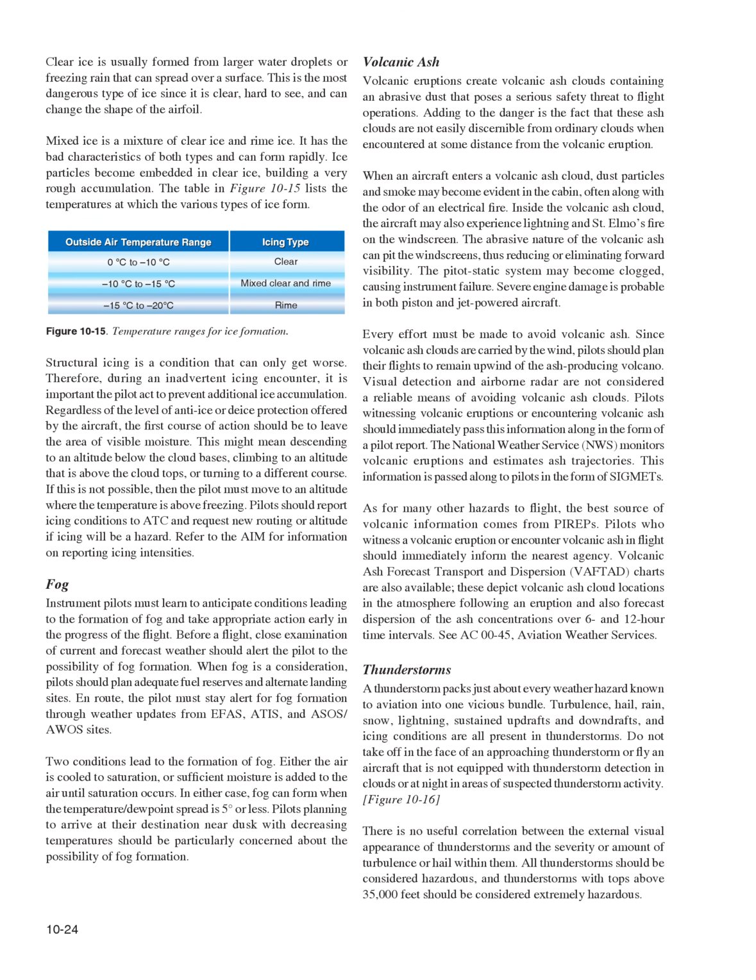Since volcanic ash clouds are carried by the wind, pilots should plan their flights to remain upwind of the ash-producing volcano. Visual detection and airborne radar are not considered a reliable means of avoiding volcanic ash clouds. Pilots witnessing volcanic eruptions or encountering volcanic ash should immediately pass this information along in the form of a pilot report. The National Weather Service, NWS, monitors volcanic eruptions and estimates ash trajectories. This information is passed along to pilots in the form of SIGMETs. As for many other hazards to flight, the best source of volcanic information comes from PIREPs. Pilots who witness a volcanic eruption or encounter volcanic ash in flight should immediately inform the nearest agency.